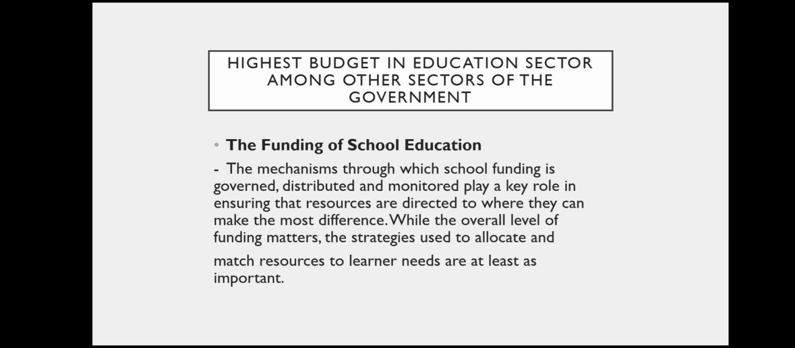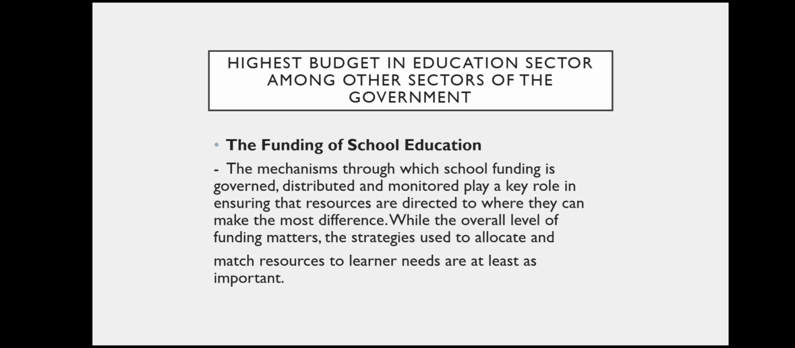So the mechanism through which school funding is governed, distributed and monitored plays a key role in ensuring the resources are directed to where they can make the most difference. So it's the overall funding matters, and the strategies to allocate resources to learners that are in need. So we should always focus on the learners' benefits whenever they fund the school.